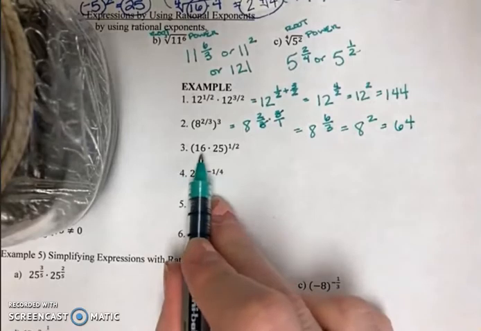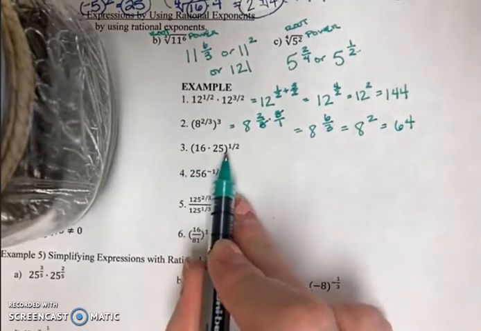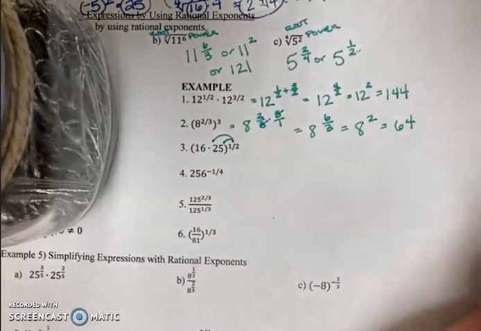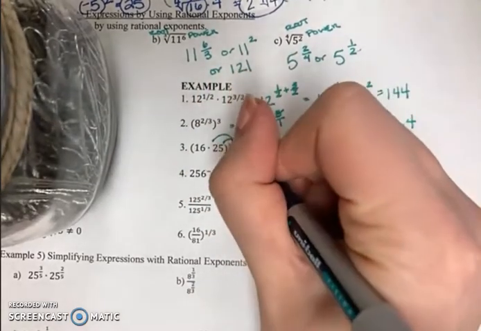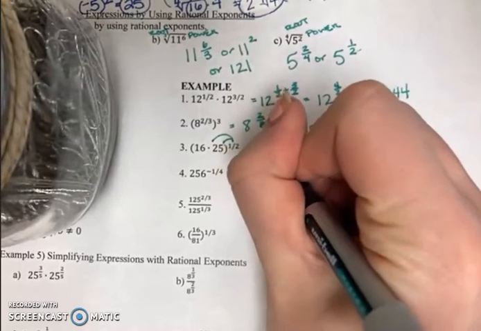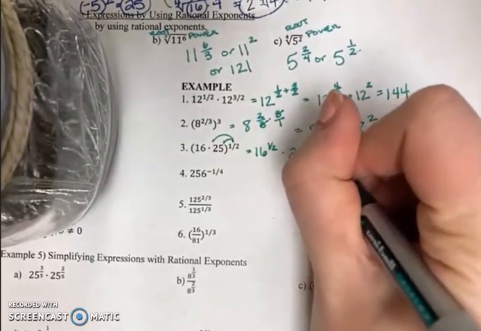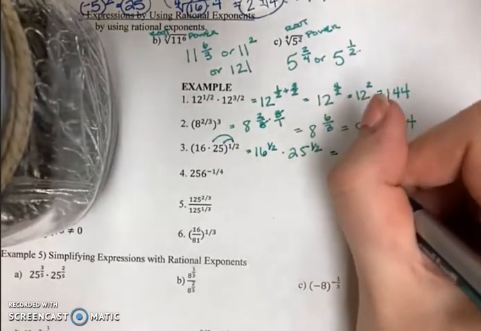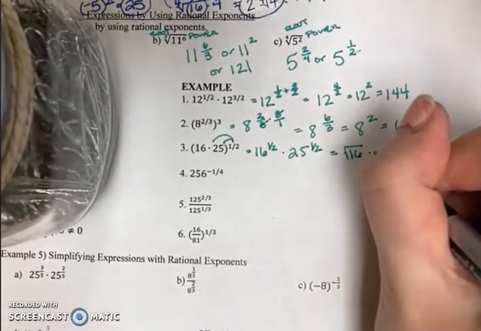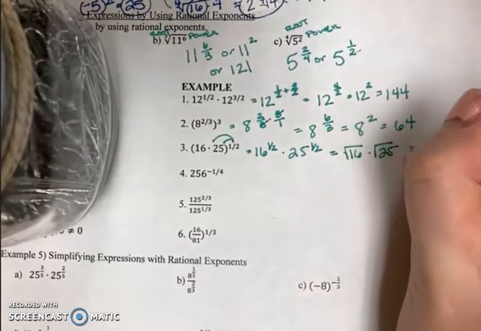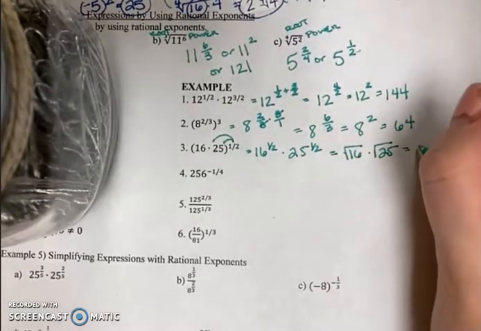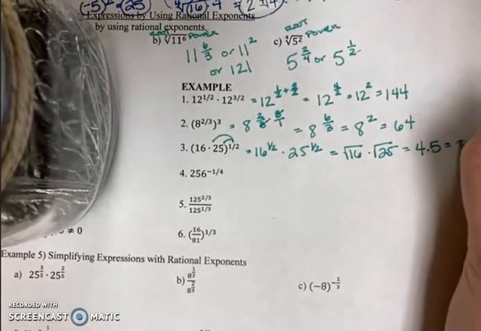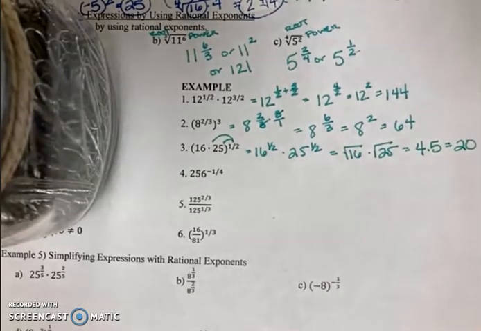Now, we have 2 different bases raised to the same power, which means we're going to have to distribute that power to both of the terms. That's 16 to the 1/2 power times 25 to the 1/2 power. And I know that the 1/2 power is equivalent to the square root, which makes this pretty simple because the square root of 16 is 4, and the square root of 25 is 5, and 4 times 5 will be 20.